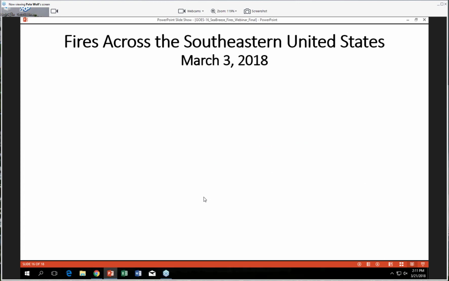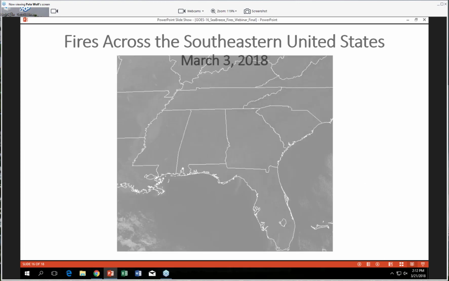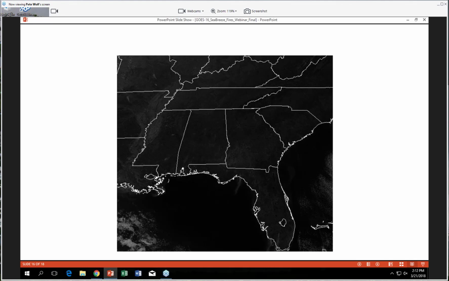So I'll show you an example first from March 3rd of 2018. I'm going to start with band 2. If you look closely, you can probably make out the smoke plumes. There's one in the eastern Panhandle, others in southern Florida, and there are hints of other ones around, which I'm using the cursor to point to: Arkansas, Missouri, parts of Mississippi. In fact, there are fires all over the place, and a lot of the smaller ones are hard to see here.